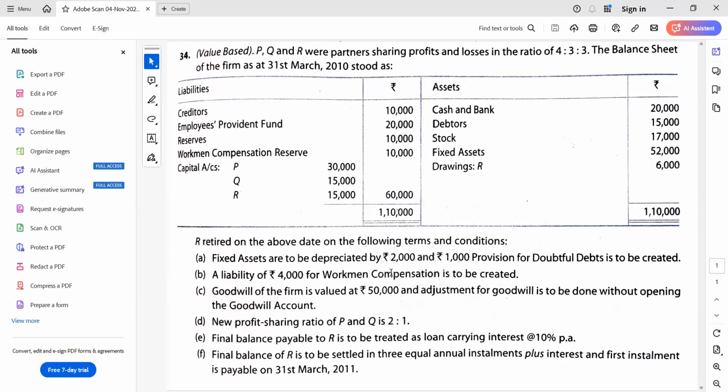Okay. So first of all, there is this reserve in the balance sheet, and there is some provision related to revaluation also. So first prepare a revaluation account. Oh no, you will not be able to complete the portion before 8:30. So let me solve. Okay, so we have to calculate the amount payable to the retiring partner.